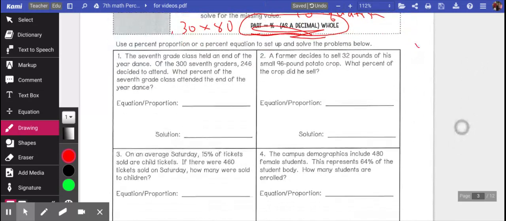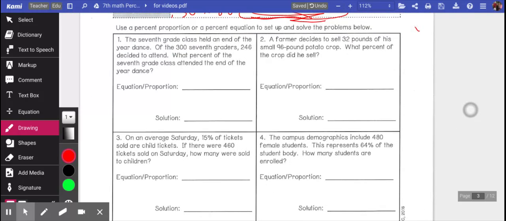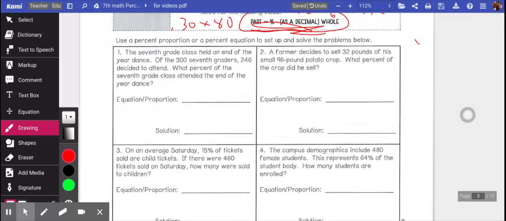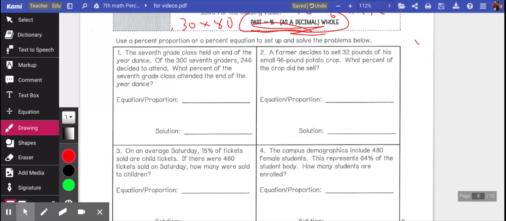Okay, so we'll do a few of these together. A seventh grade class held an end of the year dance. Of the 300 seventh graders, 246 decided to attend. What percent attended? If we set up the proportion, I always get the percent part first. Did they tell me the percent? They did not, because it says what percent. So that's where my X is going to go, or just leave it blank.